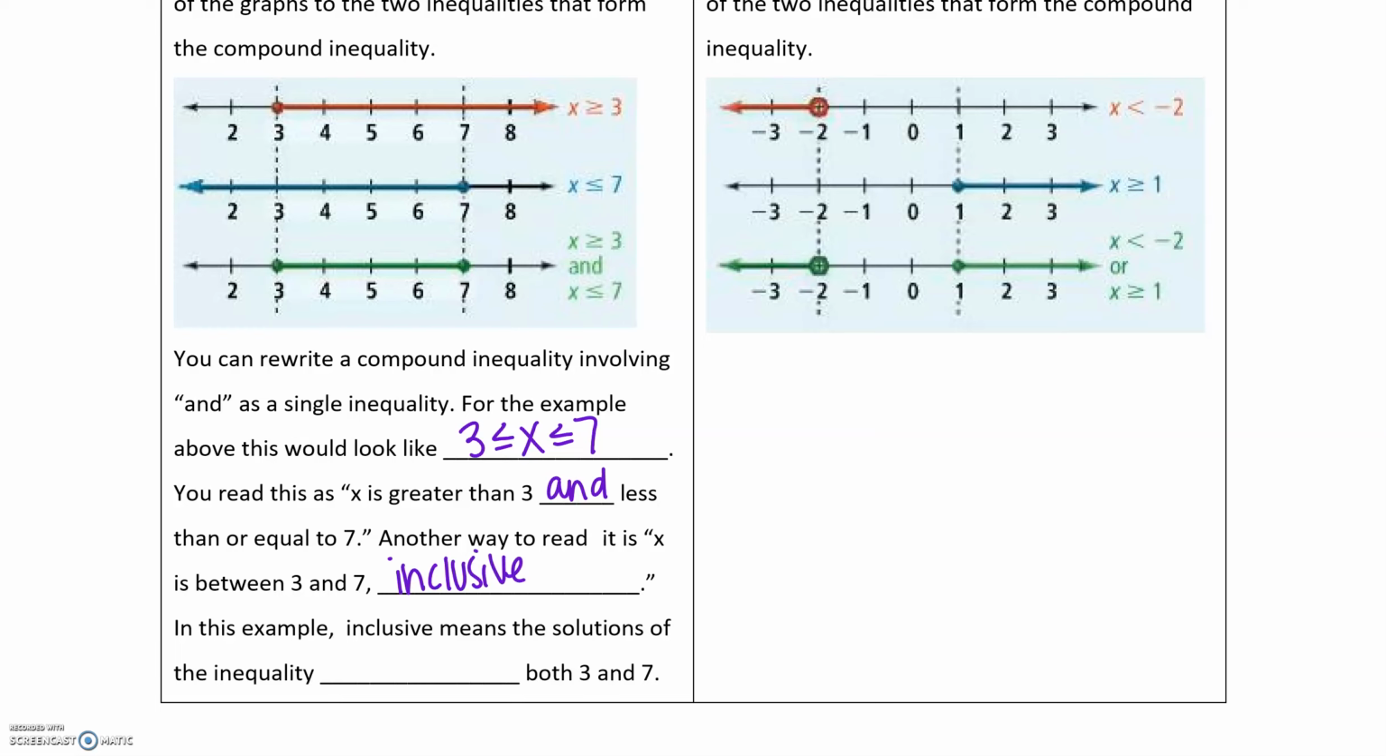Okay, so in this example, inclusive means that the solutions of the inequality include that 7 and 3. So we've got that it's less than or equal to on both of them. That means that we can use the word inclusive.